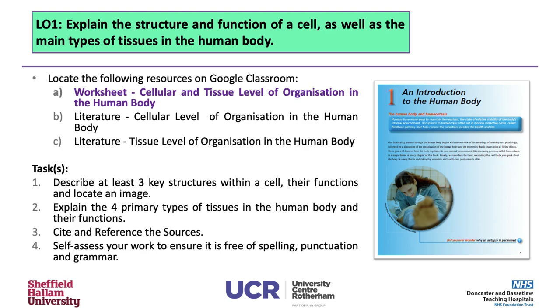So what I want you all to do is to locate the following resources on Google Classroom. First, I want you to locate the worksheet titled The Cellular and Tissue Level Organisation in the Human Body. Go on to literature and find two different forms of literature titled The Cellular Level and Tissue Levels of Organisation in the Human Body. What I want you to do is describe at least 3 key structures within a cell and their functions, and also locate an image so that you can identify it for the future. I want you to then explain the 4 primary types of tissue in the human body and their functions.